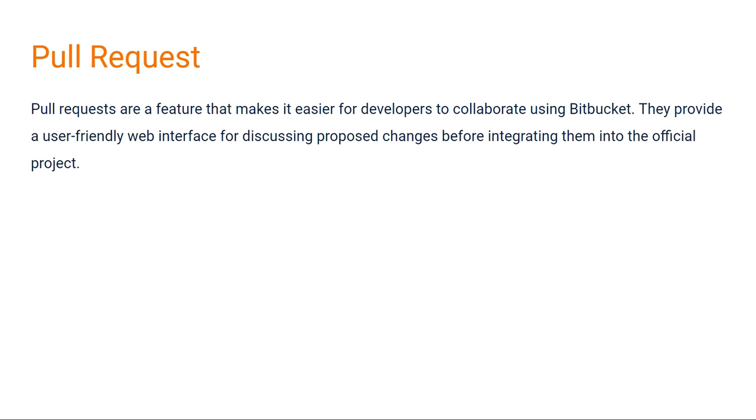Another term that we have in Bitbucket is pull request. Well, pull requests are a feature that makes it easier for developers to collaborate using Bitbucket. Whenever a user commits code, he adds a pull request to merge the code from his own branch to the master branch. This is how you can define a pull request.